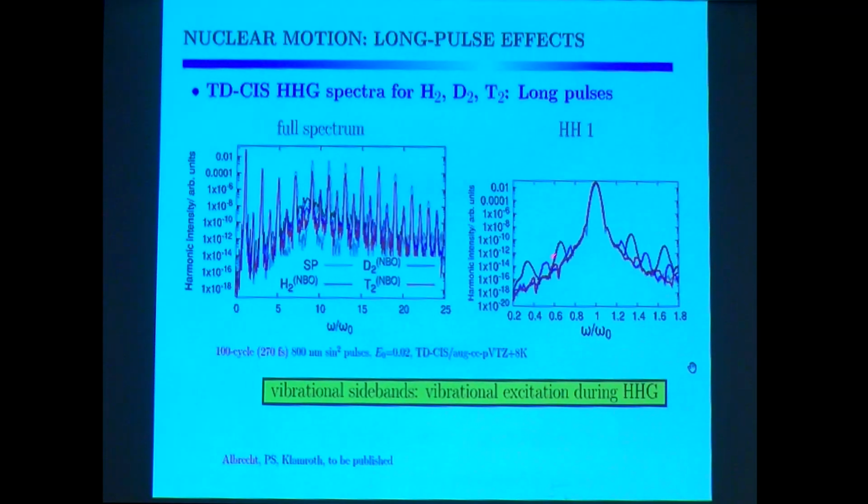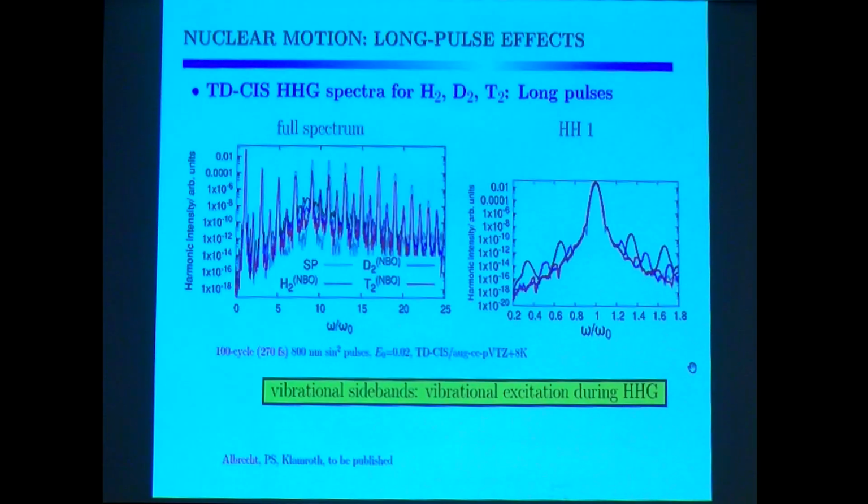You see, for instance, vibrational sidebands in the harmonic spectra. So this is harmonic number 1. And these are curves for 3 different isotopomers of H2 in this case: H2, D2, and T2. And you see these little side peaks, and these are vibrational sidebands, and they show up when the laser pulses are long. And you also may notice that you see strong isotope effects, which you would not see if you did not take the nuclear motion into account.